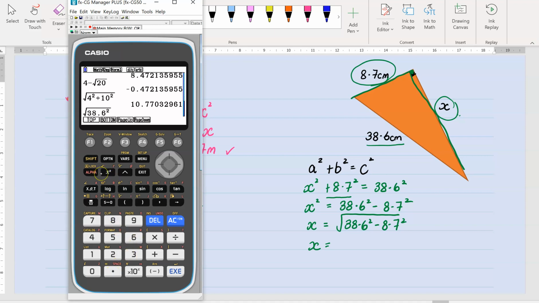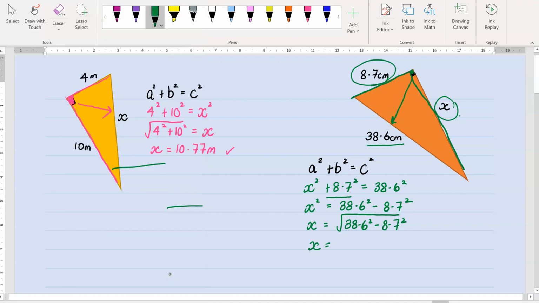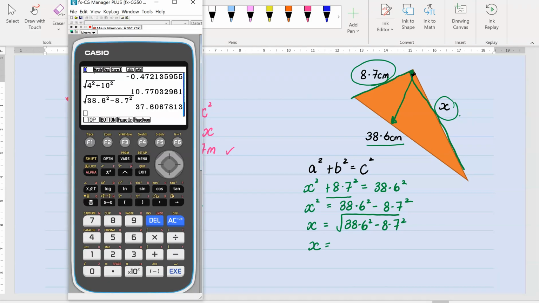38.6 squared minus, okay, that's where you have to be careful. If you accidentally put the plus, right, you will end up with a number bigger than 38.6, and that's where you will realize, oops, I've made that mistake, because we know the hypotenuse, the length that's opposite your right angle, has to be the biggest number possible, the longest side. So this side x is going to be 37.6.